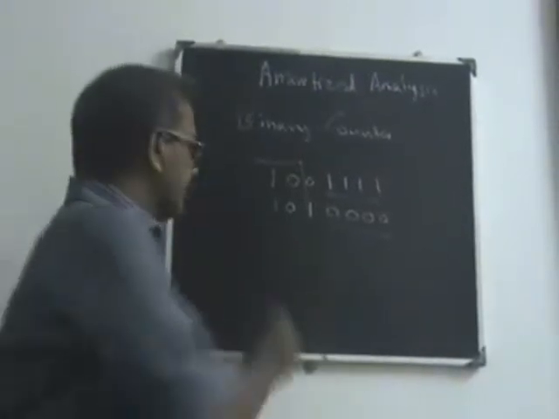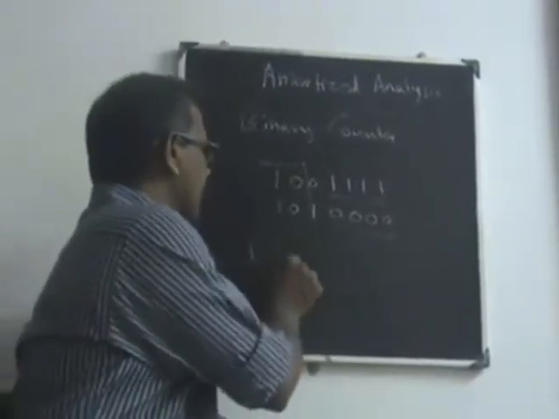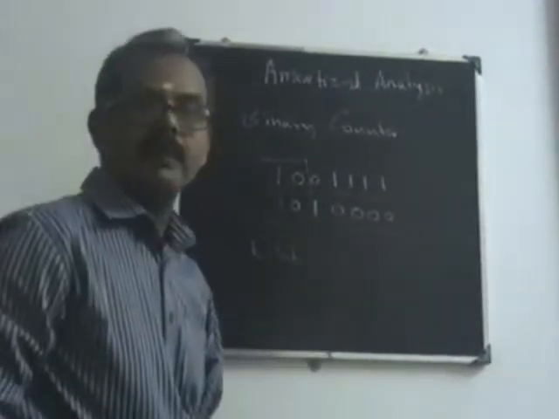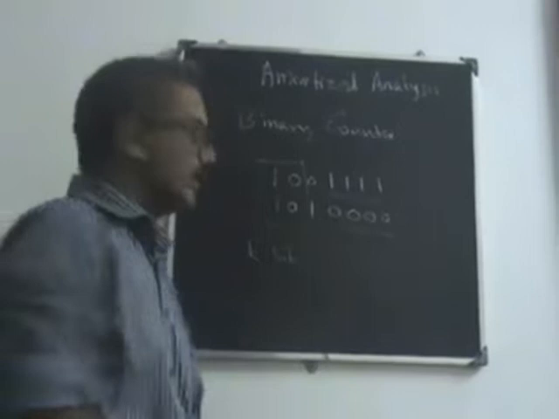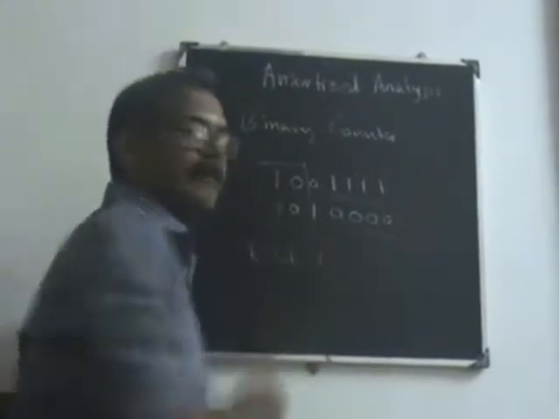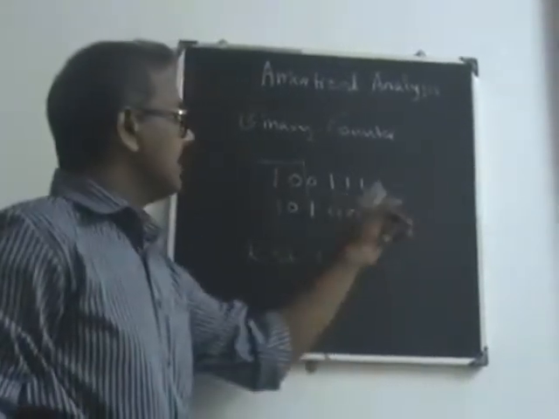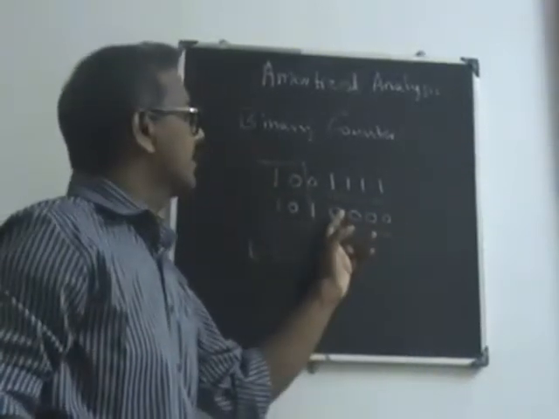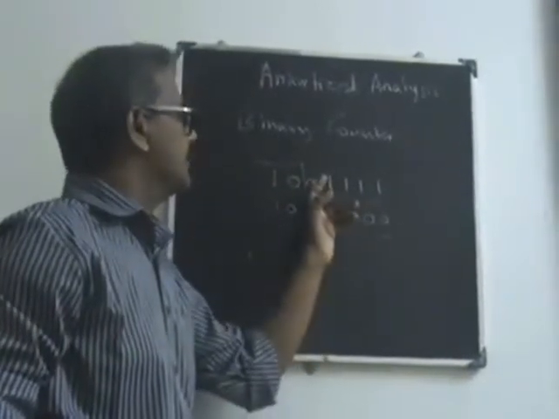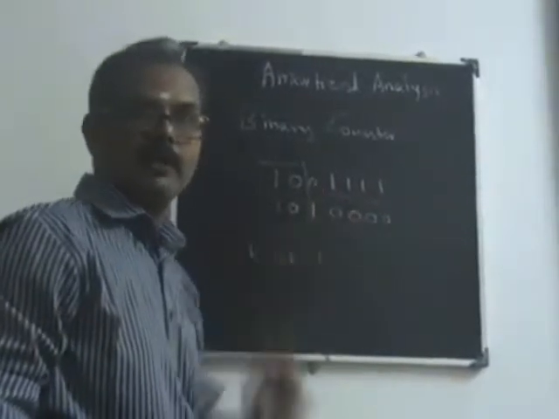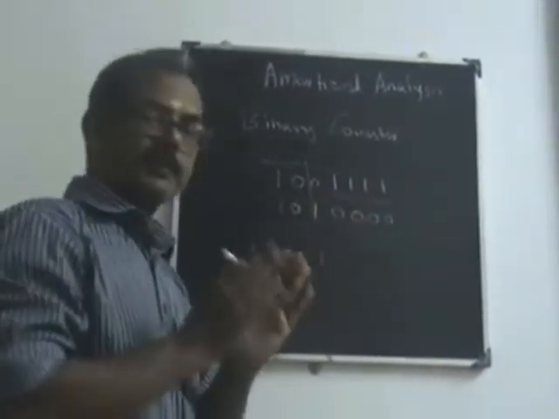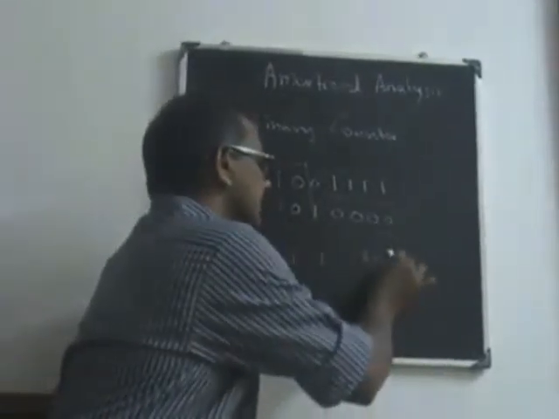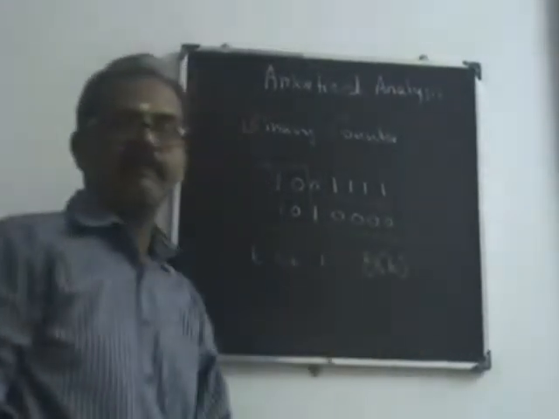Suppose we assume that the first k bits are 1. Then the first k bits will be converted into zeros, and one bit will be converted from 0 to 1. So the total time we spend is k plus 1, but in a symbolic sense we can say it is theta k.